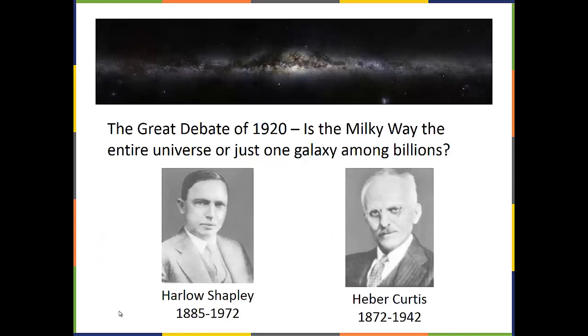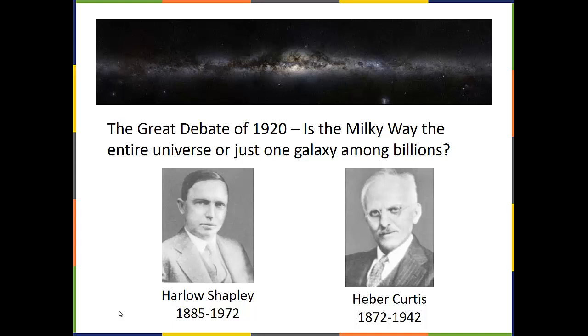This was the subject of the so-called Great Debate between Shapley and Curtis in 1920. Shapley and Curtis were 2 of the leading astronomers. Shapley argued that the Milky Way was the entire universe and that the spiral nebulae are all part of it, while Curtis argued that each spiral nebula is an island universe. In other words, it's its own galaxy potentially containing as many stars as the Milky Way. Neither won. People left not knowing who was right.